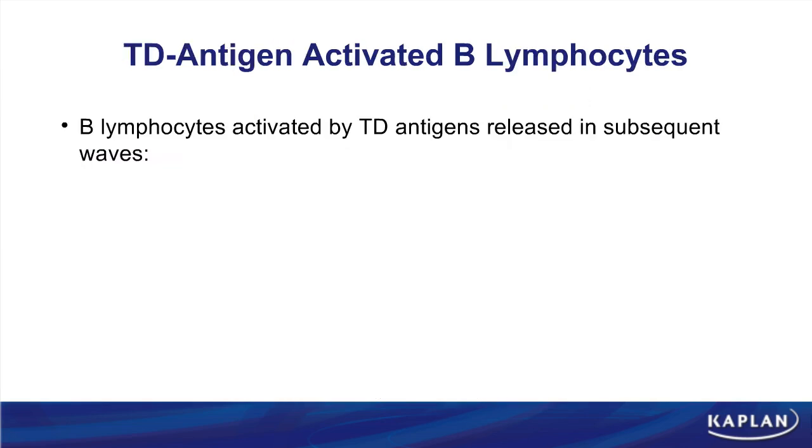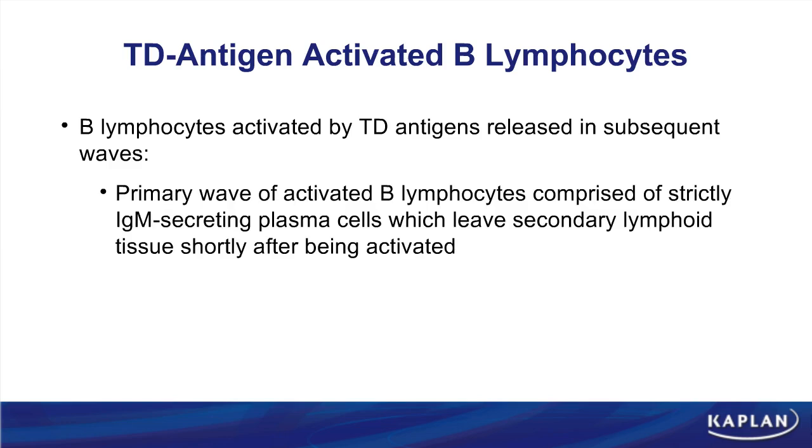Now, what's really neat when we're talking about B-cell activation is that these activated B-cells are released in two waves. This is something you probably never really thought of, but you already know this, because if we have an acute infection, the antibody that we're going to make predominantly is going to be IgM. So that makes perfect sense. The primary wave of activated B cells is comprised of those IgM secreting plasma cells. Remember, we're always going to make IgM first.